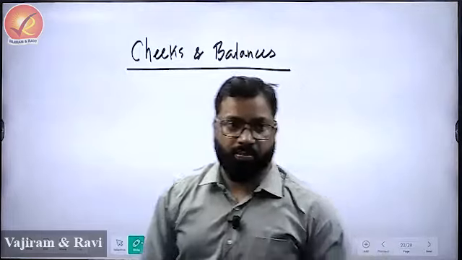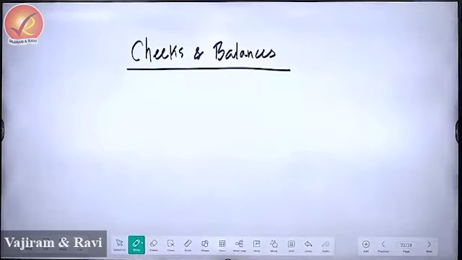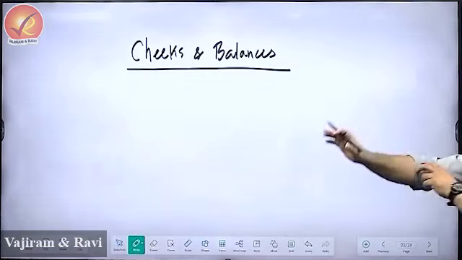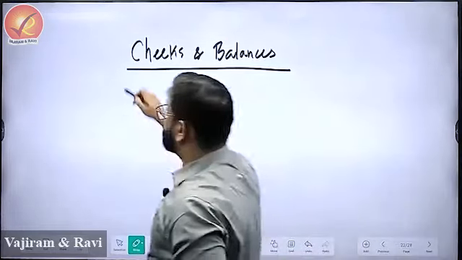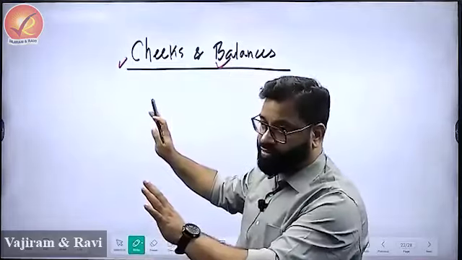Checks and balances. Why do we have checks and balances? Because we have partial separation of power. So we have to have checks and balances so that one organ should not engulf or eat away the powers of another organ. Remember, check is a different function and balance is a different function.